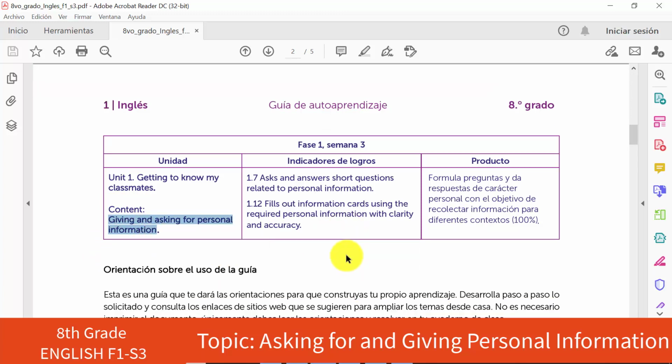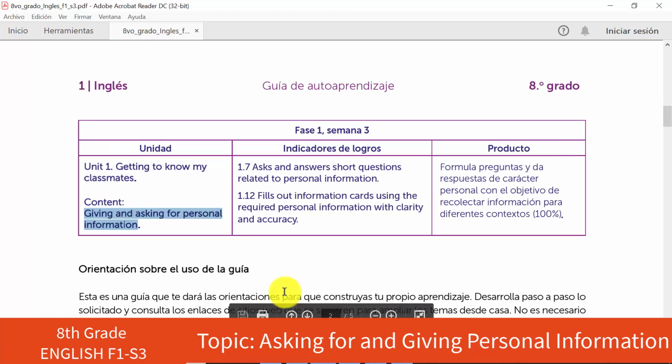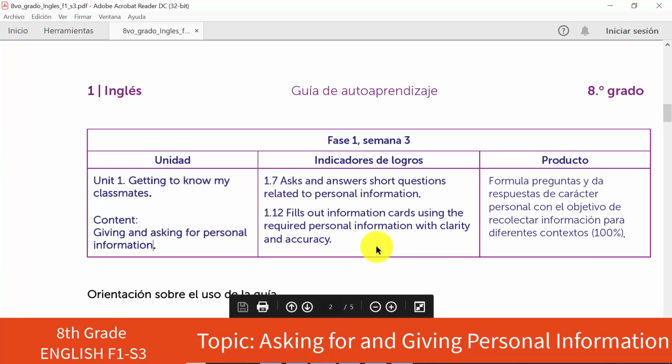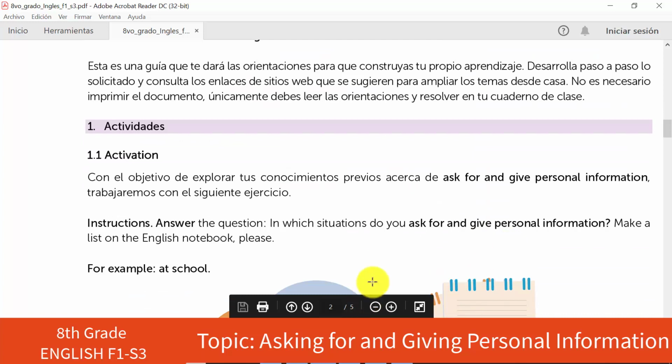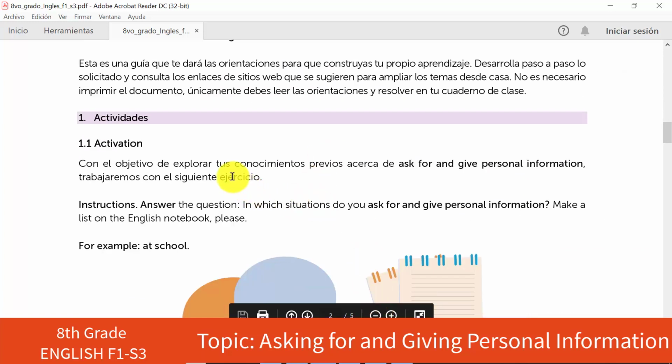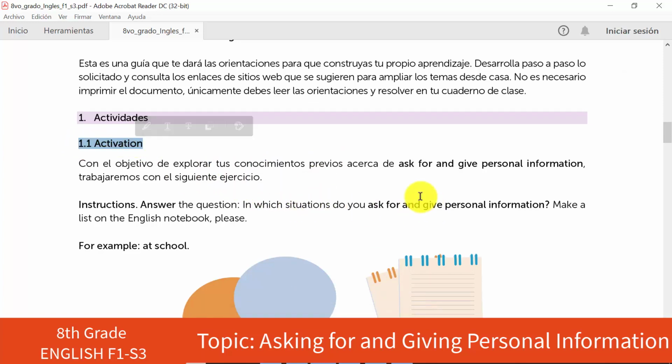En la guía de esta semana estudiaremos el tema dando y pidiendo información personal. Giving and asking personal information. Okay. First, in the activation part, we have an exercise of making a list. Tenemos un ejercicio en la parte de activation de hacer una lista, ¿ok?